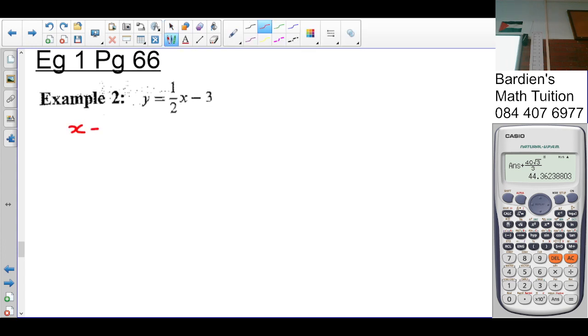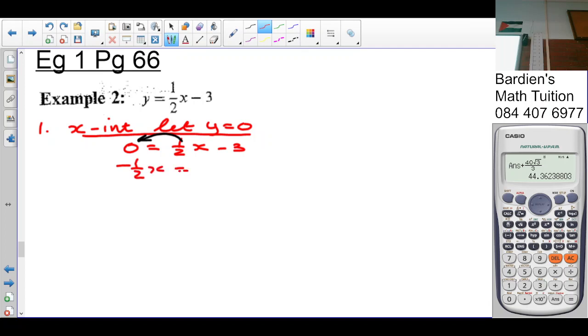So x-intercept, what do you do for x-intercept? We let y equal 0. So 0 is equal to half x minus 3. Make a habit of writing this x-intercept with y. So what we do, we solve for x. So you get negative half x equals negative 3. So what do I do now? Divide both sides by negative half.